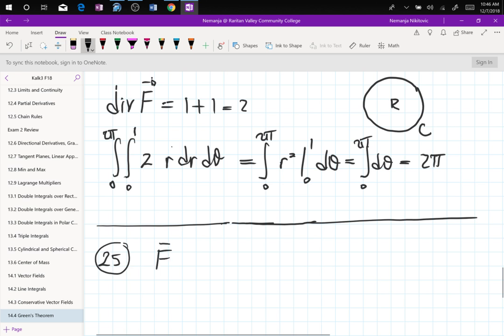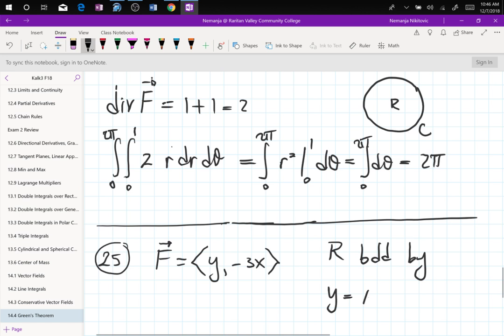Vector field F is given to us as y, negative 3x, and region R is bounded by y equals 4 minus x squared and y equals 0.